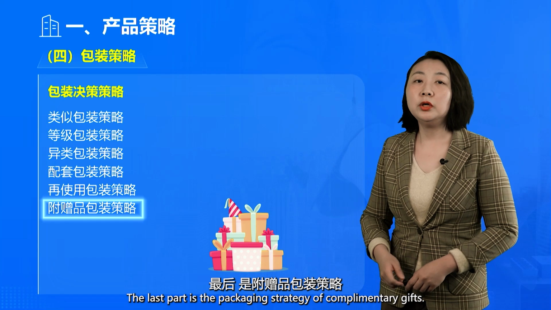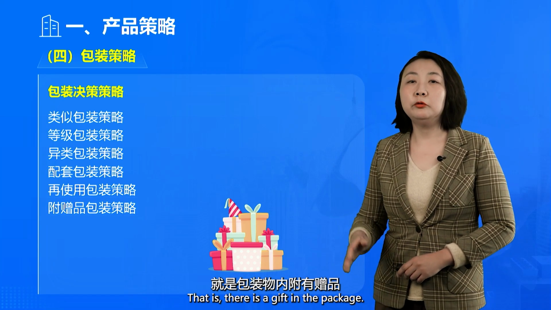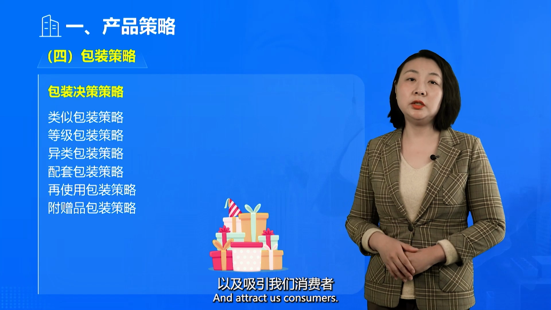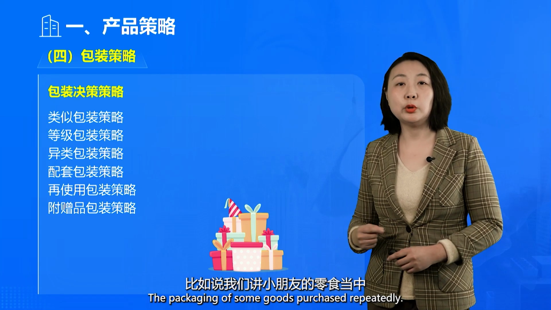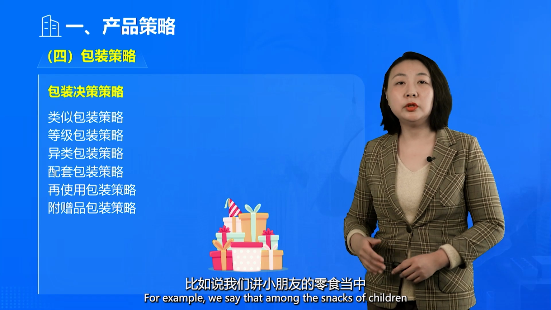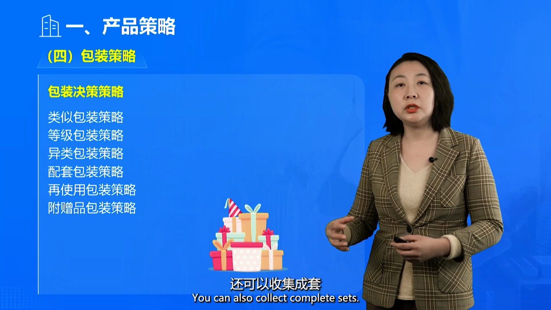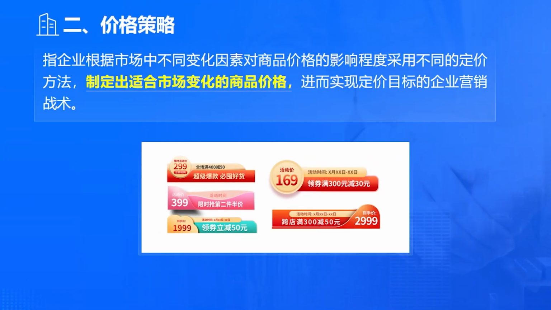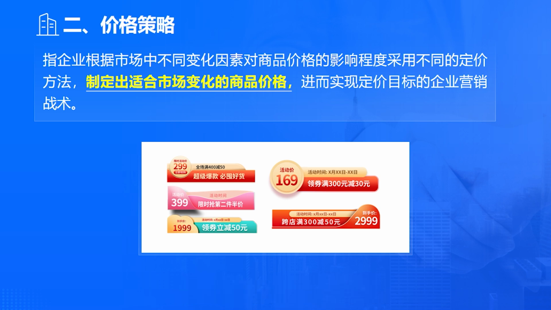The last part is the packaging strategy of complementary gifts. That is, there is a gift in the package to attract us consumers. The packaging of some goods purchased repeatedly. For example, we say that among the snacks of children, it contains cards, toys and so on. You can also collect complete sets. This form. The second price strategy is to work out commodity prices that are suitable for market changes.